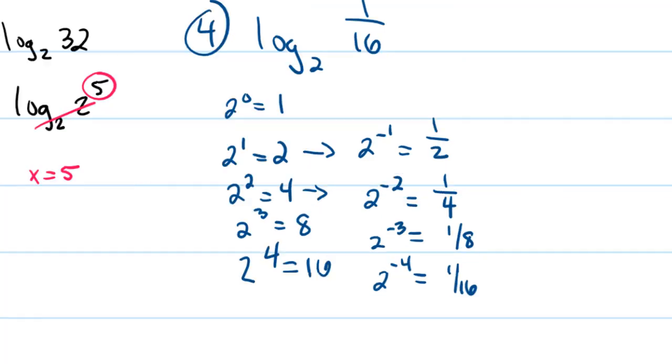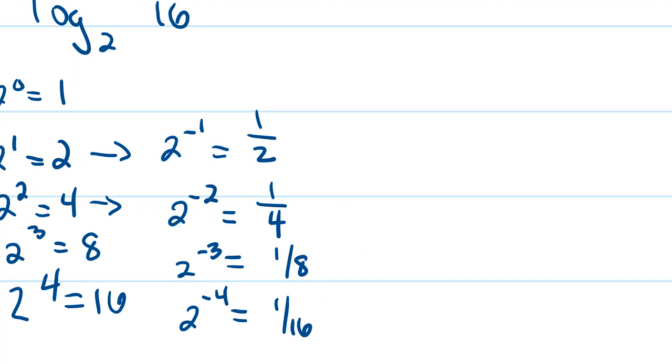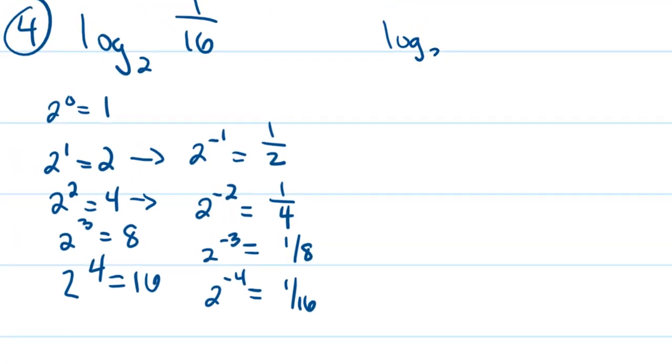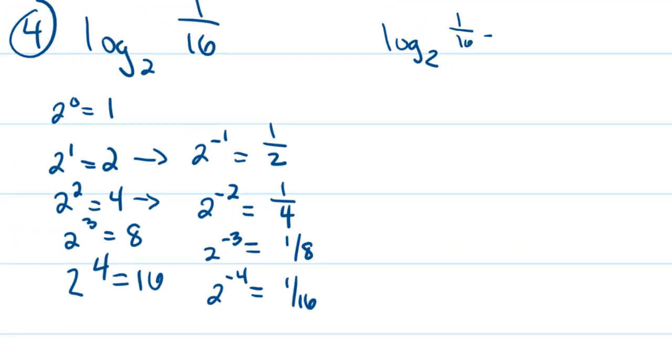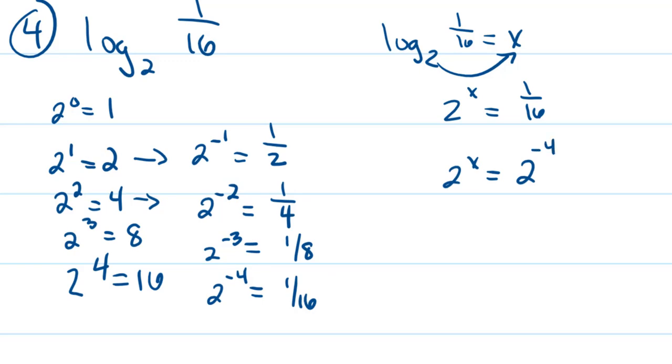Again, we've got two approaches we could use. The first one is log base 2 of 1 over 16 equals x. So 2 to the x power is going to be 1 over 16. Then I can rewrite that 1/16: 2 to the x equals 2 to the negative 4 power. The base is the same, so I just drop down the exponents and I get x equals negative 4.